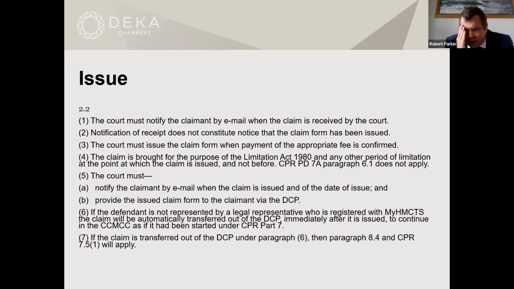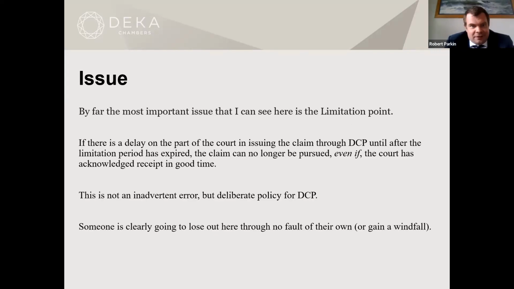There's then various technical provisions we'll come to on transfer out of the DCP towards the end of this presentation. That is not what I'm concerned about. Far and away, the most significant issue here is the limitation point. Why does that matter? Well, under the usual rules, if you send a claim form to the court for issue before limitation expires, and the court issues it after limitation has expired, you're fine. That's what paragraph 6.1 of Practice Direction 7A says.